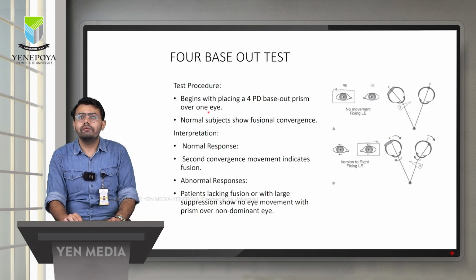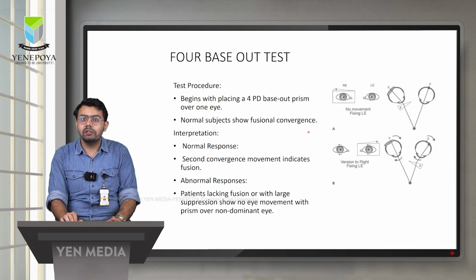4 base out test. 4 base out test is a test in which a 4 prism diopter base out prism is placed on one eye. It doesn't depend on which eye it is kept on, and there are 2 movements which we have to look for. The first will be a normal fusional convergence and second will be refixation movements.